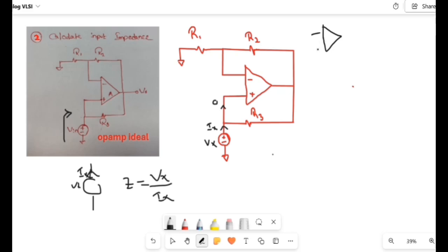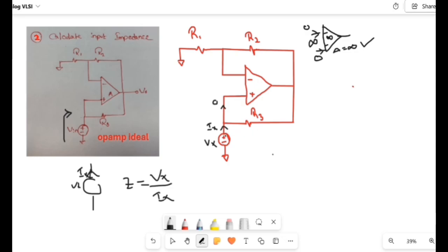If we consider an op amp, the idealities are: input impedance is infinite. If the input impedance is infinite, the current flowing through that node will be 0, and the gain will be infinite. The open loop gain will be infinite for an ideal op amp. Those are the conditions which we need to take in this circuit for now.